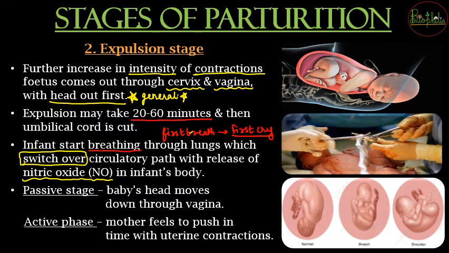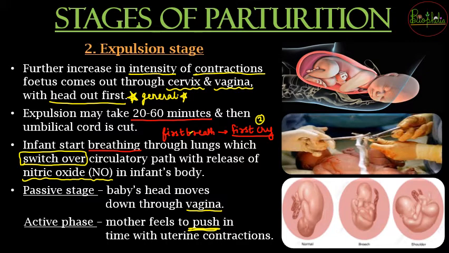So that was about the two things that I told you about. First, the water break, that is nothing but leaking out of the amniotic fluid. And the second one, the first cry of the baby, that is very important to mark the birth of the baby. Then the expulsion stage is also going to include two stages: the passive stage, wherein the baby's head will start to move down through the vagina, so until it reaches the vagina it is the passive stage. And the active phase is when the mother starts to feel the urge to push, to come out of the vagina, with the uterine contractions.